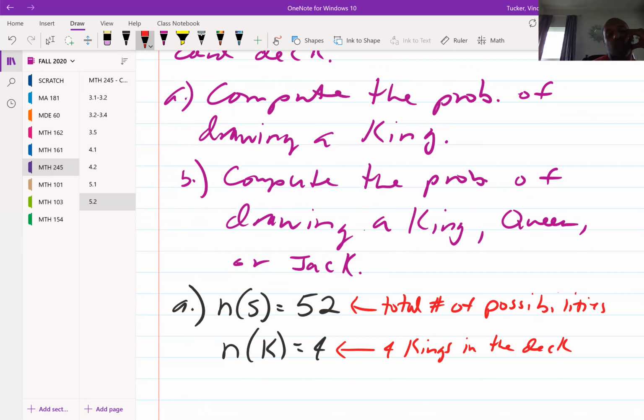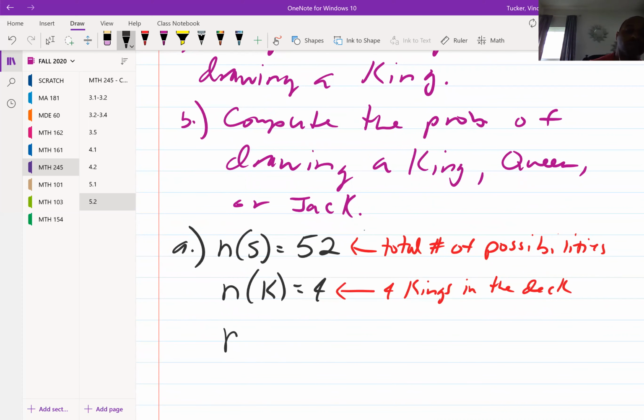All right, any problem so far? So, probability of getting a king is to take the 4, place it over 52. We can reduce that down to 1 over 13.